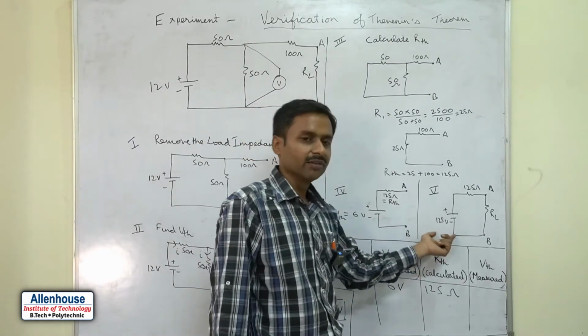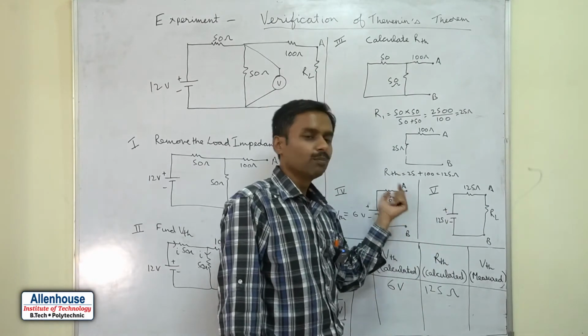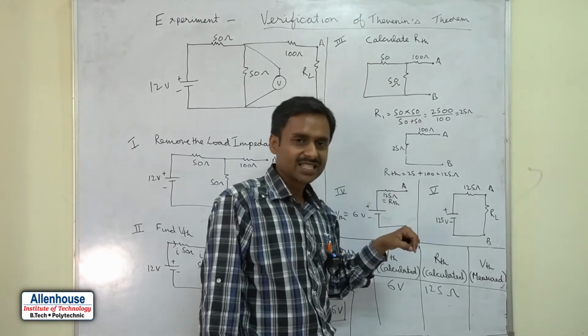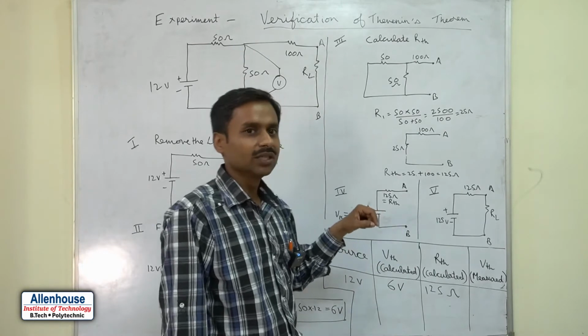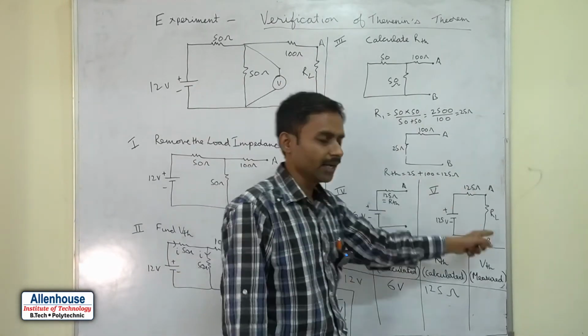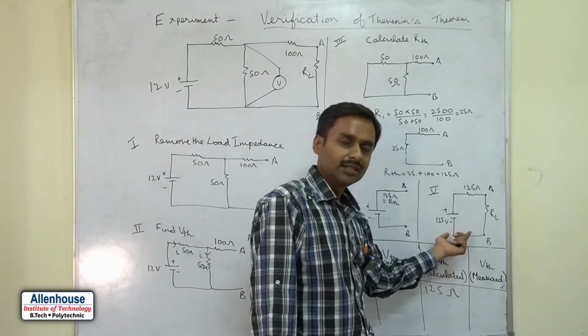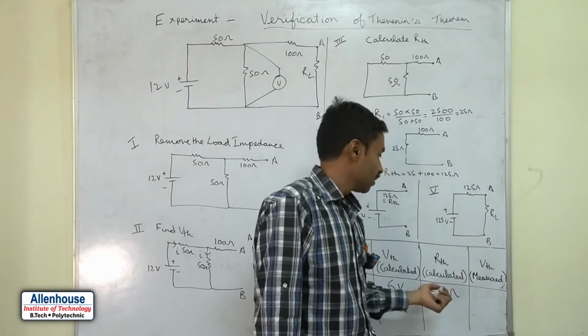Now for step 5, we put back the load resistance which we removed in step 1. We removed this R_L, and we put it back. This is our final Thevenin equivalent circuit, and thus our problem is complete here.